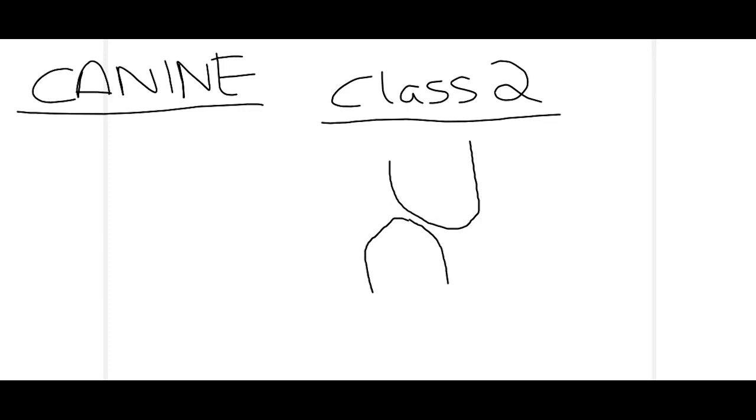Now you can clearly see the difference over here. This is the mesial slope with blue and this is the distal slope. Now in this case, in class 2, the distal slope of upper canine coincides with the mesial slope of lower canine. It's the reverse of what was present in class 1. In class 1 we had mesial slope of upper canine coincides with the distal slope of lower canine, but in class 2 distal slope of upper canine coincides with the mesial slope of lower canine. So that is the difference between class 1 and class 2.